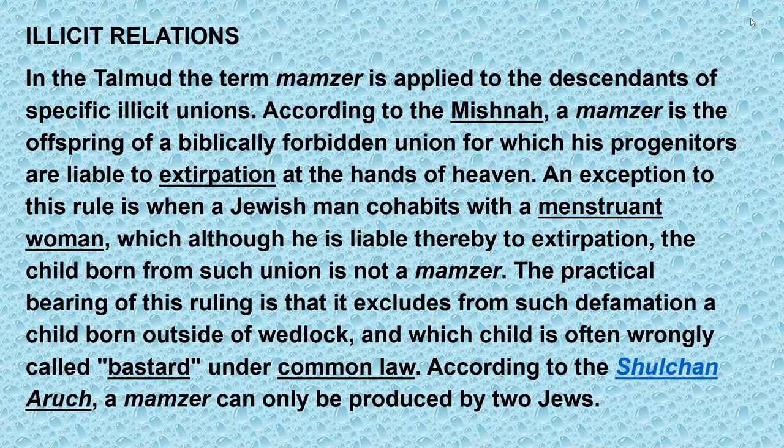So for example, you're not allowed to sleep with your sister or your mother-in-law. Those are the kinds of sexual relations that are not allowed. Okay. And if somebody has a child as a result of one of those relationships, they are considered a mamzer. But it has to be two Jews that do this.